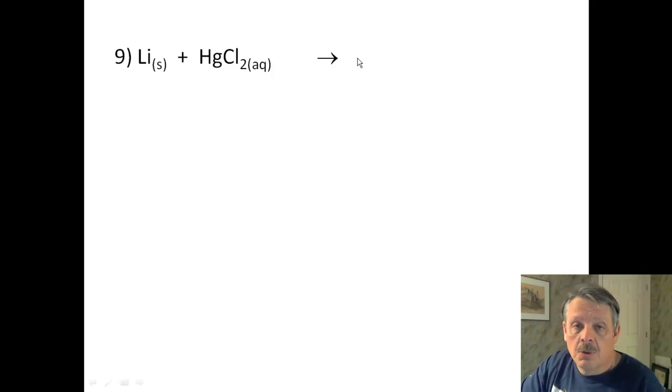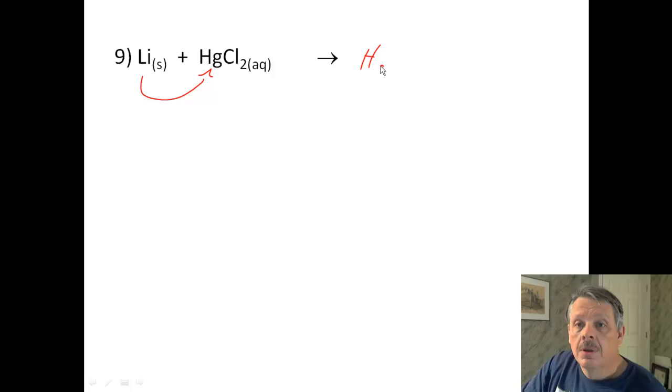But this one, on the other hand, will happen. Right? This one will happen because lithium is going to replace the mercury. So we're going to end up with mercury plus lithium chloride, and that's +1 -1. So they cancel each other out for charges.